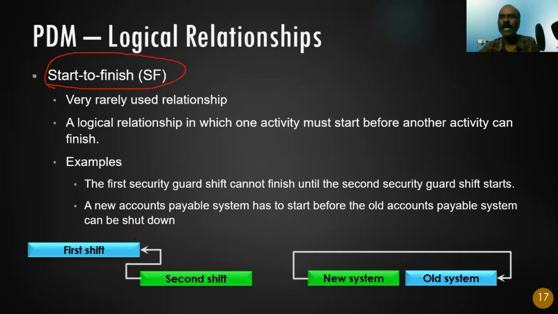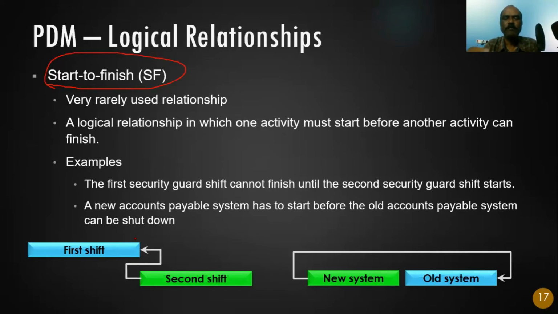You cannot stop it until the second building is ready. So once the new building is ready, you shift everybody, then you stop the rent, you stop the water, you stop the electricity, right? Whatever you want, you can stop it. Until the new thing started, you cannot stop all this. So this is slightly different from finish to start. Even though sometimes we might misunderstand finish to start and start to finish as almost the same, they are not the same.